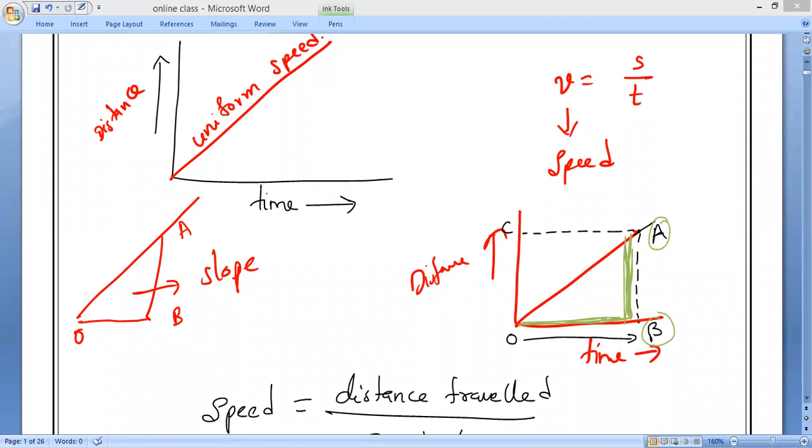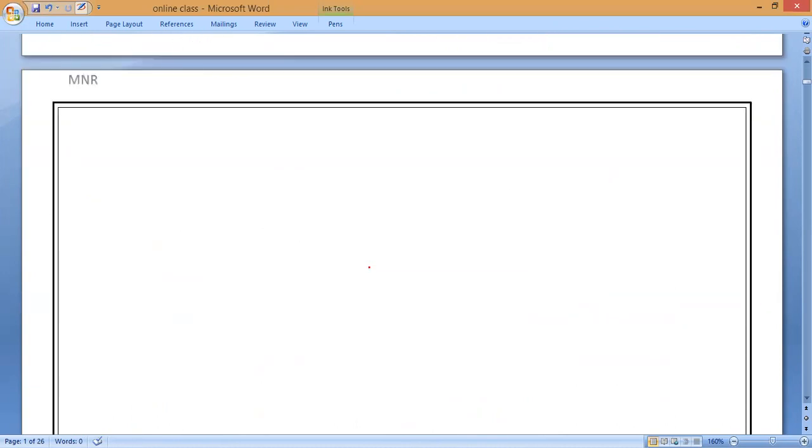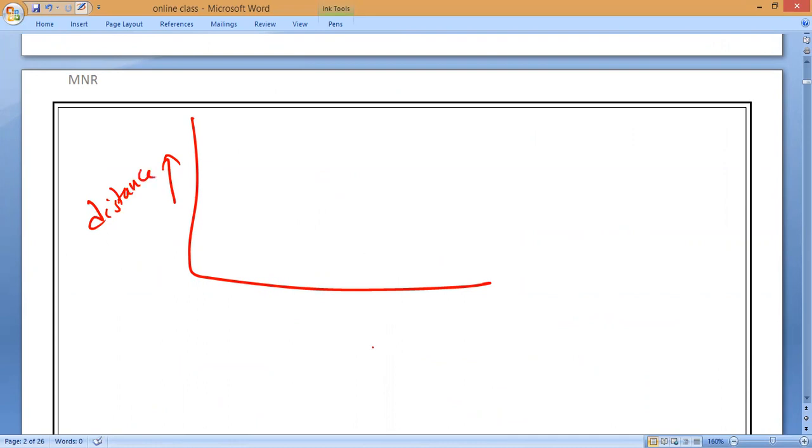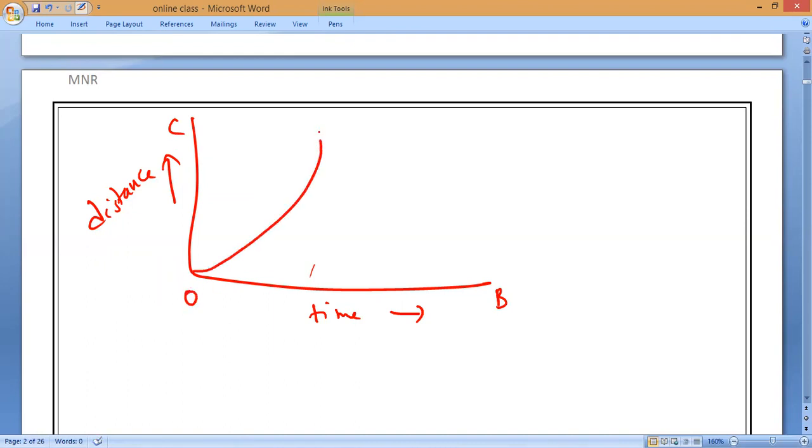Now, as we know, if the graph is a straight line, we call it which motion? Uniform speed. Now, if it is non-uniform speed, if time and distance are not the same, then how will the graph be? You have to tell me. Non-uniform motion, curved. Speed, distance, as well as time. If you notice it, then what will come, guys? Distance versus time, non-uniform speed will come. So that is what you have to remember.